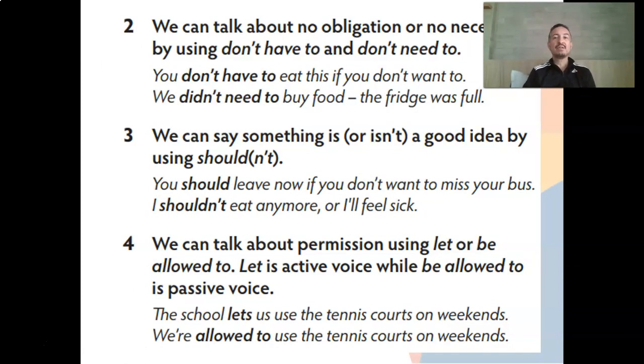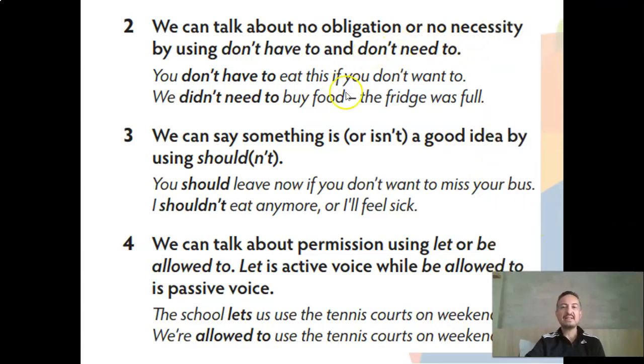We can talk about no obligation or no necessity by using don't have to and don't need to. So when we don't have any obligation, any necessity to do something, you say don't have to or don't need to. Look, you don't have to eat this if you don't want to. So there is no obligation for you to eat this. We didn't need to buy food. The fridge was full. So there was no necessity to buy food. Okay?